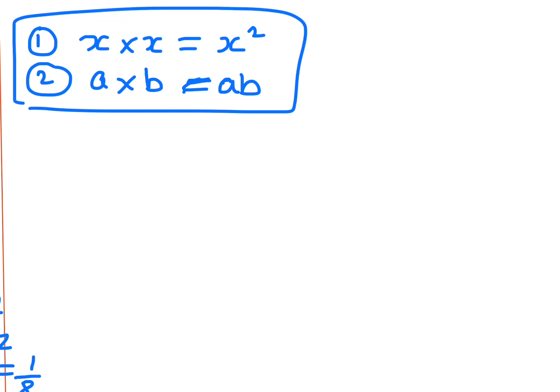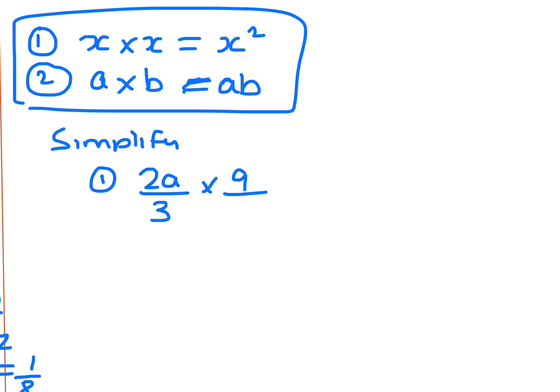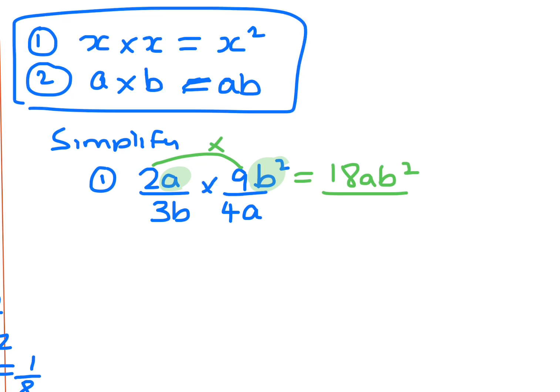Okay, so let's just say we're looking at simplifying this one, 2a over 3 times 9 over 4a, we'll make that b squared and b. Okay, so if you do top times top, you times the numbers first. 2 times 9 is 18. Then you have an a, and then you have a b squared. So you write both of those down. You have an a and a b squared.